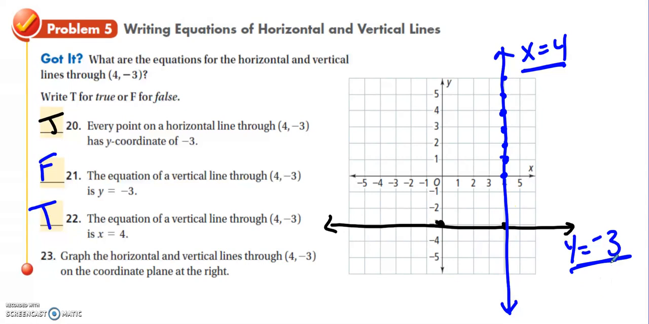So a horizontal line will always be y equals a number. A vertical line will always be x equals a number.